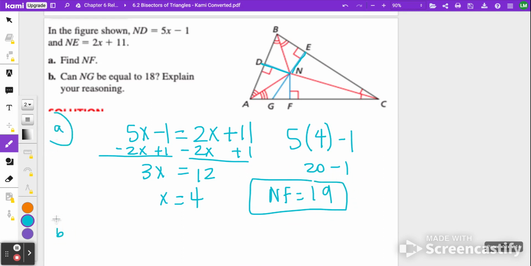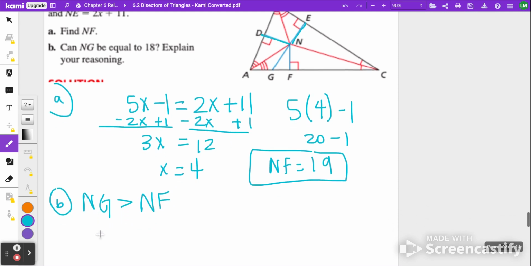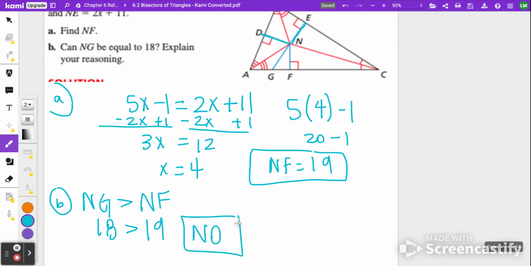Part B says, can NG be equal to 18? NG does not look like it is a part of the perpendicular bisectors. In fact, it looks like it's a little bit longer. So NG would have to be greater than NF or ND or NE. And since they're trying to say NG is 18, but we know NF is equal to 19, we're going to have to say no.